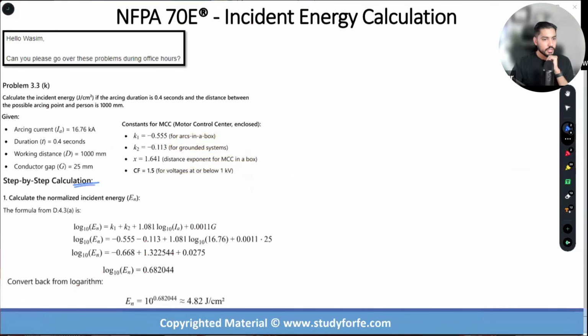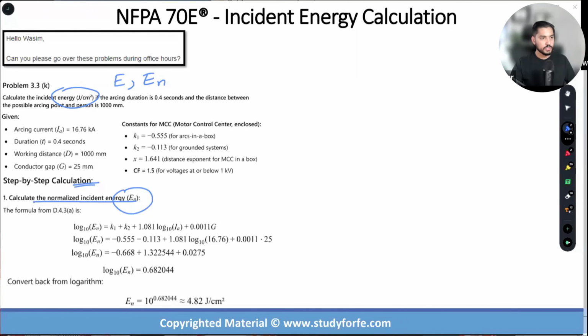Step-by-step calculation. Calculate normalized incident energy. I spoke about this earlier. Why are we starting with E subscript n? The incident energy that we have to calculate, let me ask you this: is it E or E subscript n, the final answer for this problem? Is it E or E subscript n? E, correct?